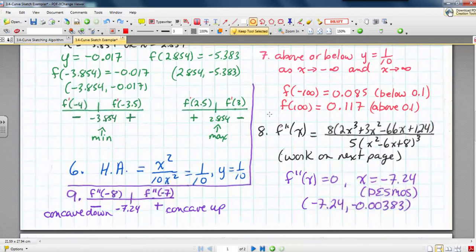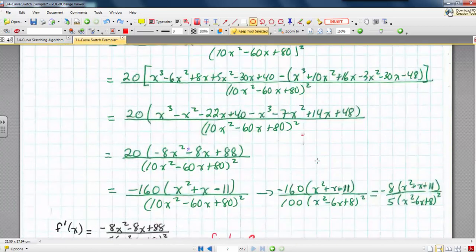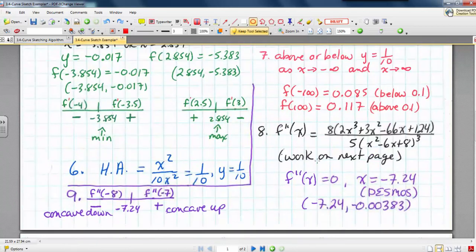Kind of finishing up now. Second derivative, again, the calculations are on the second page. It was not very nice, but certainly doable. When I set the second derivative to 0, in this case, this bracket here has to be 0, and it cannot be factored. So my only option was to use technology. And so that's why I've got Desmos written in here.